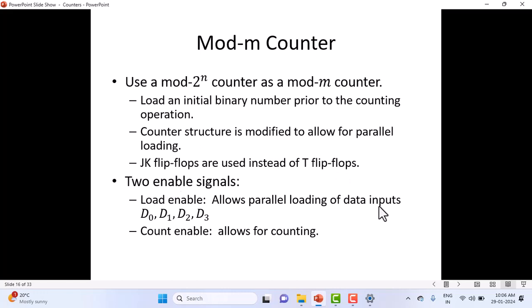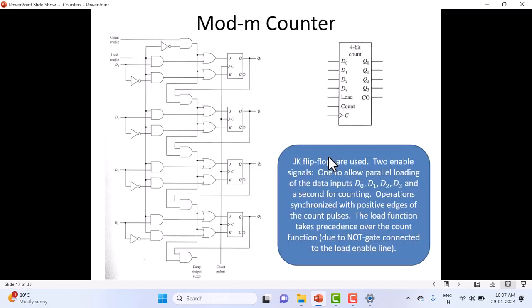The counter will have a load enable, which is required to load the data in parallel. If you want to load any predefined state, that can be done through the inputs D0, D1, D2, D3, and the count enable allows counting. Whenever you make count enable 1, the counter will start counting. Load enable is given high priority. If you make load enable 1, it expects data from D0, D1, D2, D3. This is the preamble of that counter design. Look at this, this is the circuit for whatever preamble I gave. Look at here now.